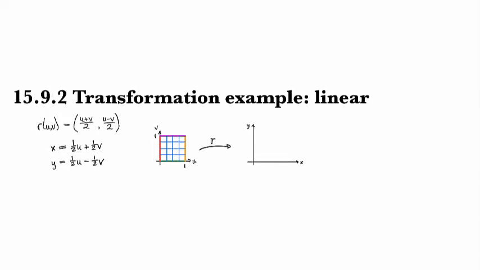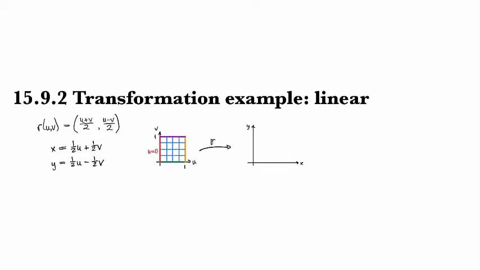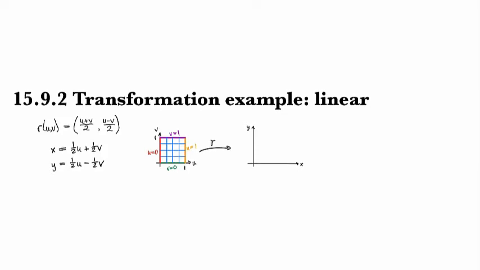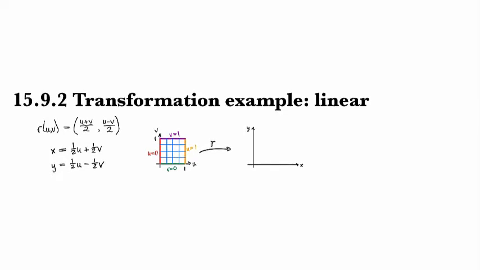So first of all, let's investigate this square here just a little bit. The red line is where u is equal to 0, and the orange one is where u is equal to 1, and the green is where v is equal to 0, and the purple is where v is equal to 1. Okay, and so let's look at the image of these various curves under the transformation. Let's start with the green one here, where v is equal to 0.